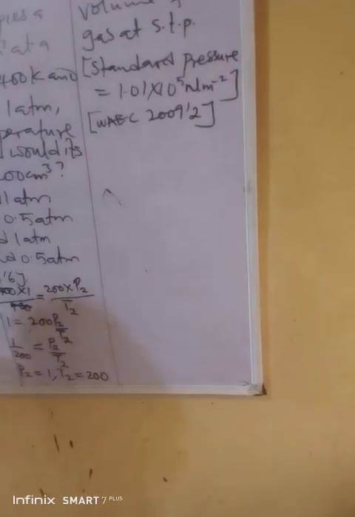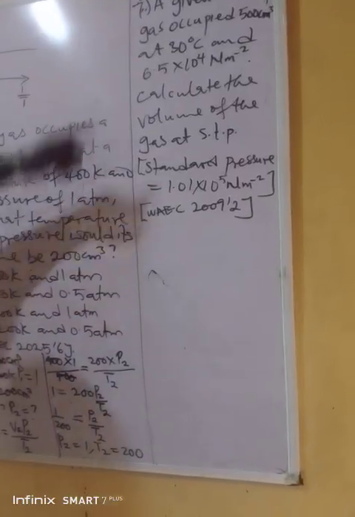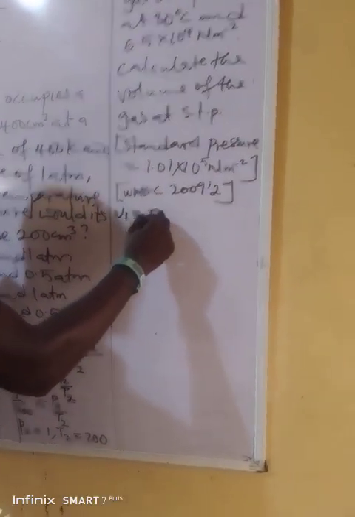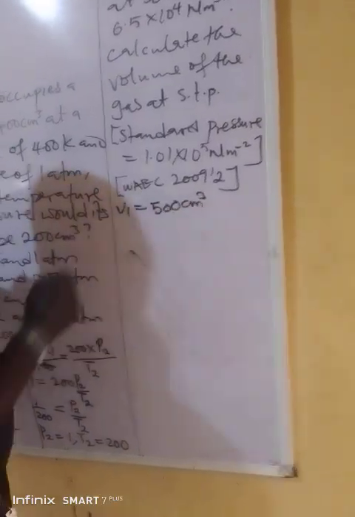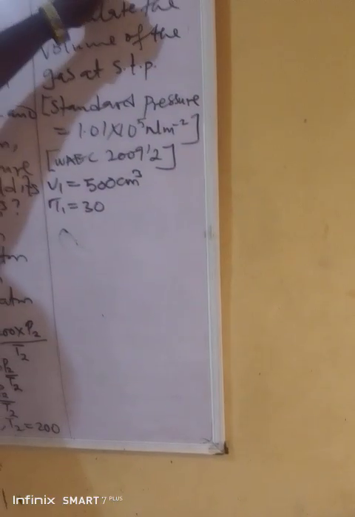Problem. The last question. A given mass of gas occupied volume V1. V1 is 500 centimeter cube. This is T1. That's 30. Will I leave it at 30? Because of this degree C, I will add what?